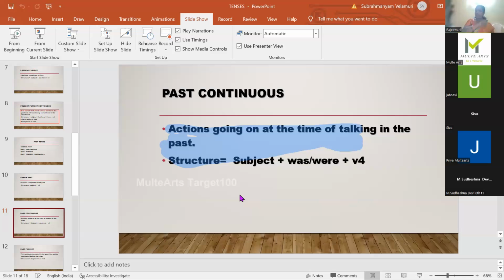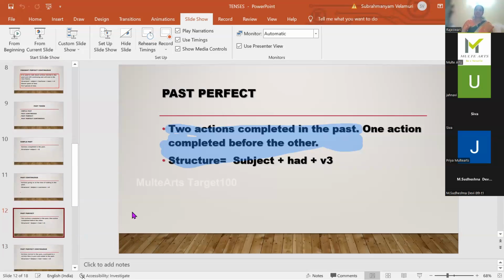So one action will be in simple past. To identify this, we have one action in the simple past, and the other action will be continuous. I was cooking when the bell rang. When the bell rang yesterday, what was I doing? I was cooking. So were is used for a plural subject. They were writing the exam yesterday. They were writing the exam at this time yesterday. That means they were continuing the exam at the time of talking in the past. That is the structure of past continuous.